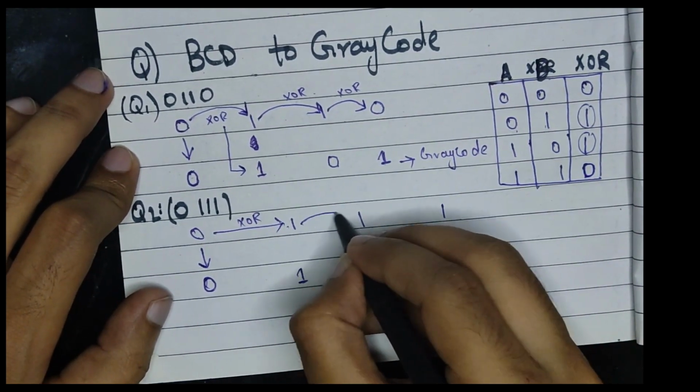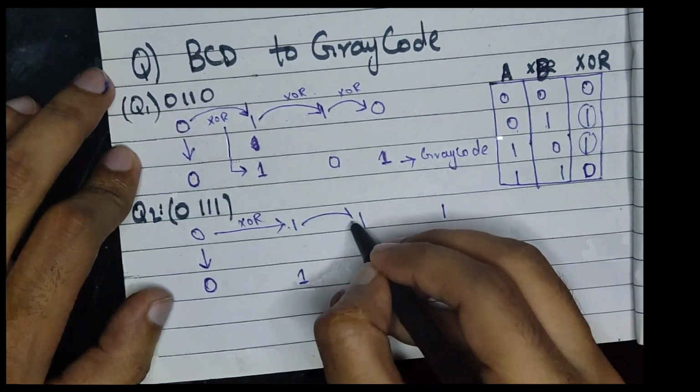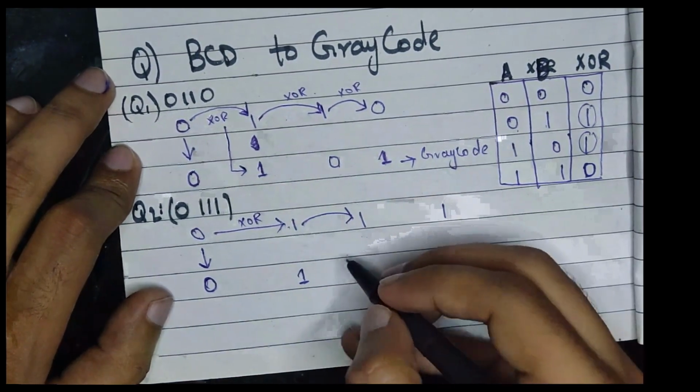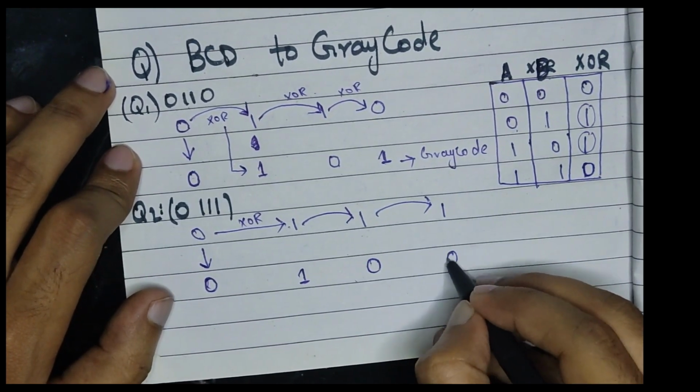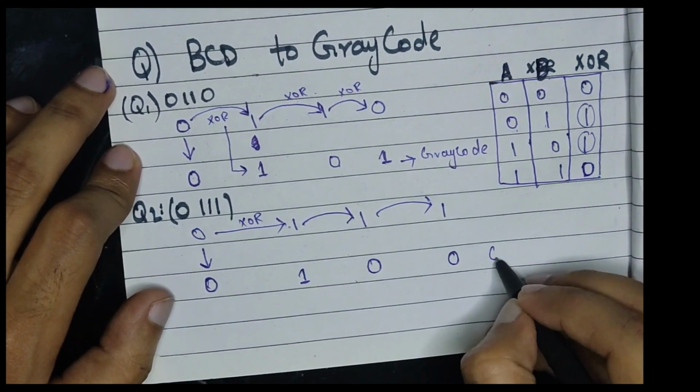Now we are going to take XOR of 1 and 1. So our answer is 0. Now we take XOR of 1 and 1. So our answer became 0. So this is our Graycode.